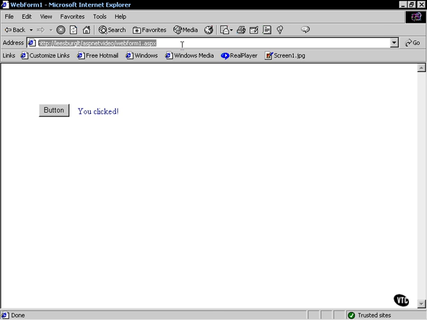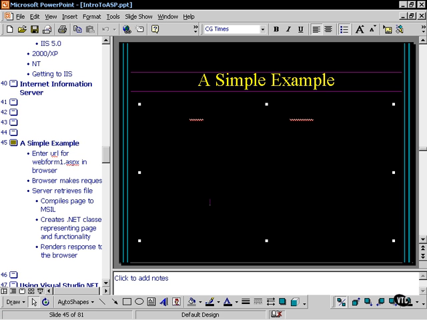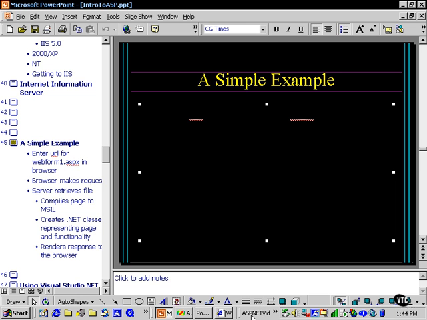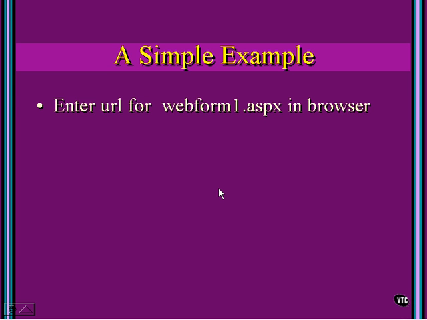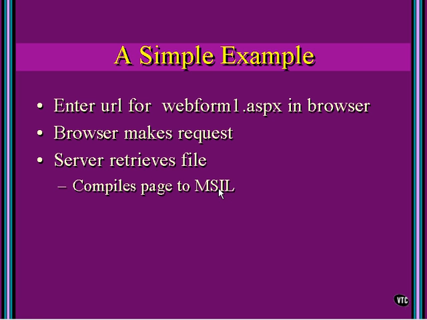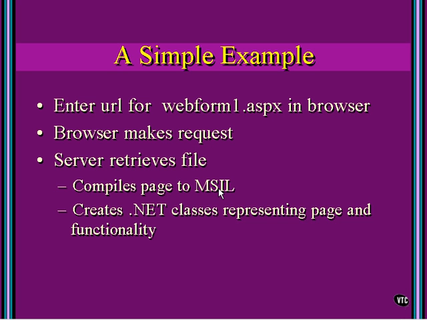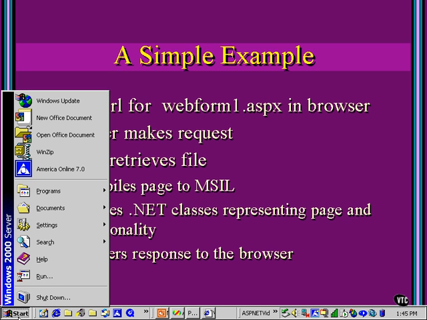When I typed this into my URL and requested it, the browser made the request to the web server. The server retrieved the file and realized that it was an ASP.NET file. It compiled the page to MSIL, or Intermediate Language code, and in the process of doing that, it created some .NET classes that represent that page and that functionality, and it put those out there on my hard disk. Then it rendered the response out to the browser.